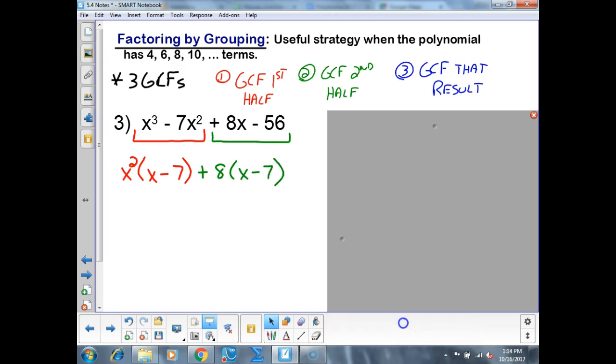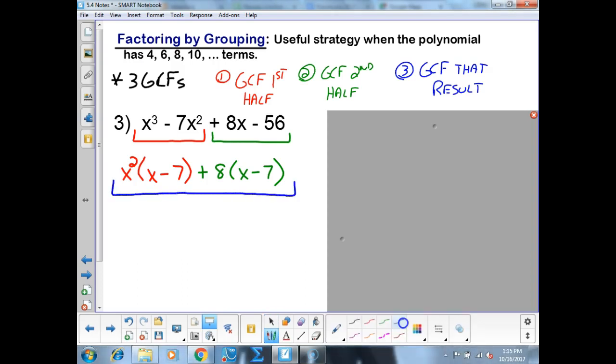Okay. Now, I look at the whole thing. What shows up in both of those terms? X minus 7 shows up. So I'm going to factor out an x minus 7. What's left over? X squared plus 8.